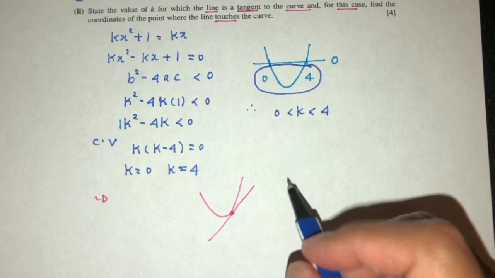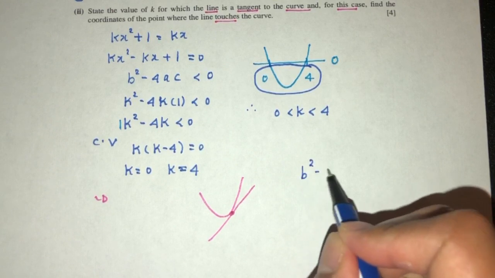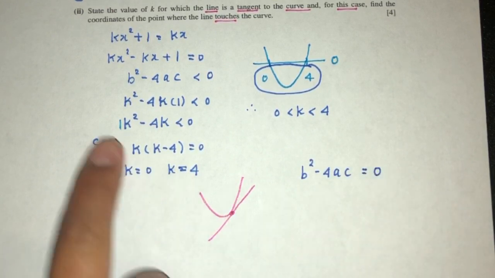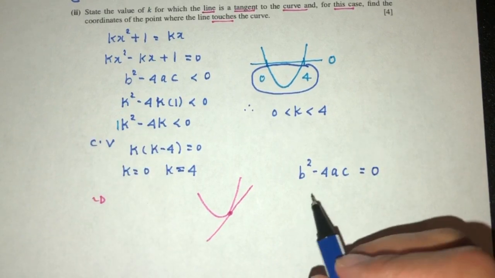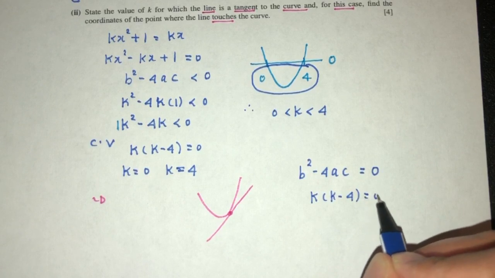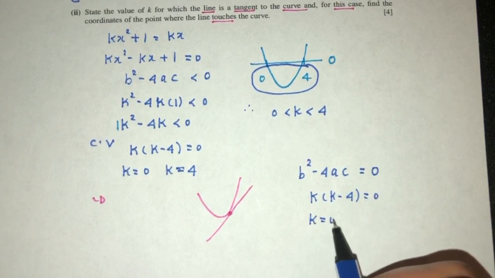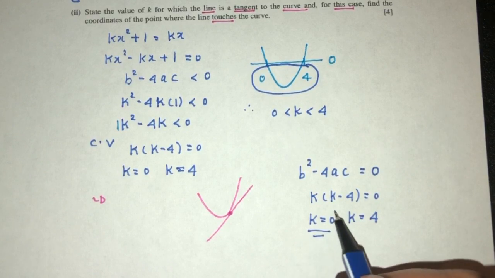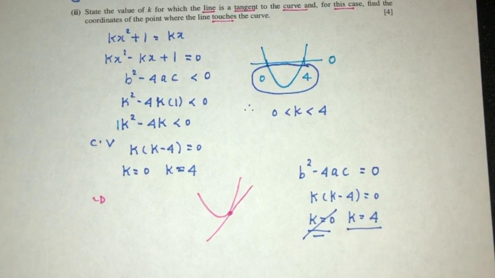Now from that point on, we know we have to use b squared minus 4ac equal to 0. Now you can see here we have that already, so we have to just make it equal to 0. Now that should be what? k is equal to 0, or k could be 4. k is non-zero, so we cannot use this. That will be your value of k.